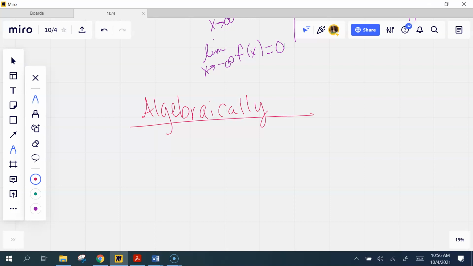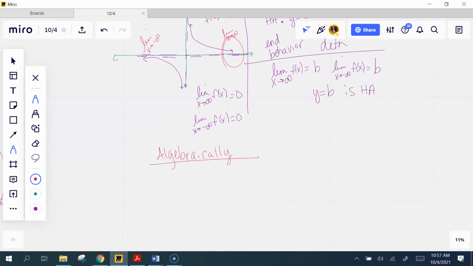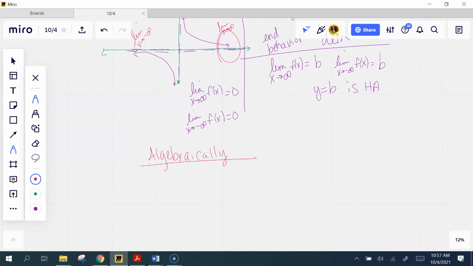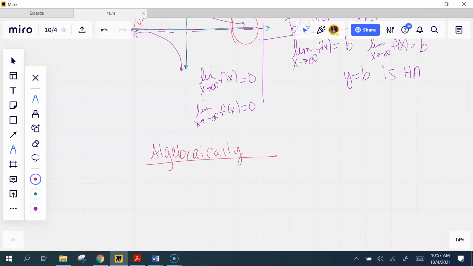Algebraically, well, the first thing we have to do is identify any and all asymptotes: vertical, horizontal, and slant. There's one more that you've never seen before. These are all rational functions. Well, reciprocal is a rational function, but all rational functions are not the reciprocal function.